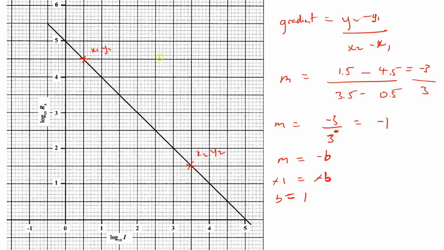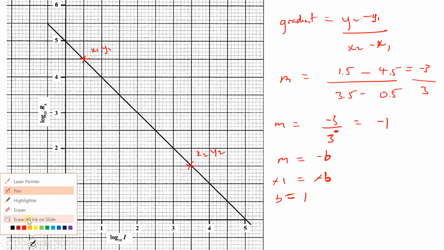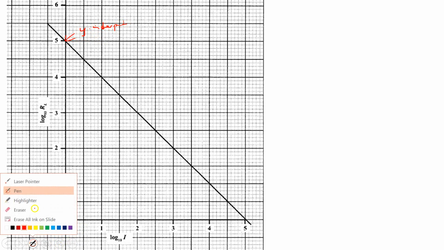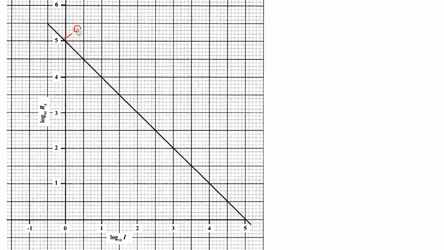Now, they want us to find r naught. So to find r naught, we clearly look on the graph and see where the line cuts the y-axis, right? So this is our y-intercept. So basically, c is equal to log of base 10 times r naught. The value for c in this case is 5. So 5 is equal to log of base 10 times r naught.